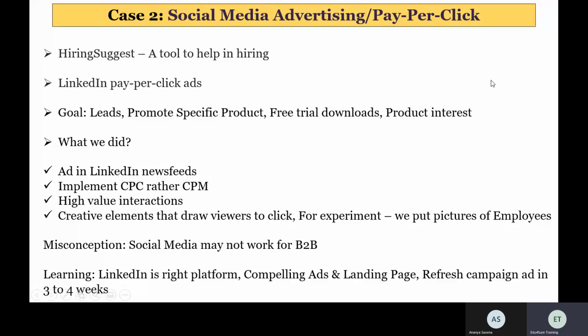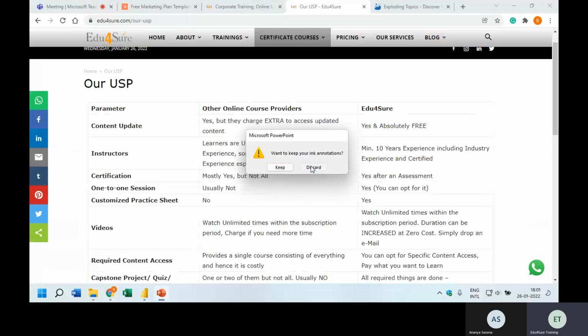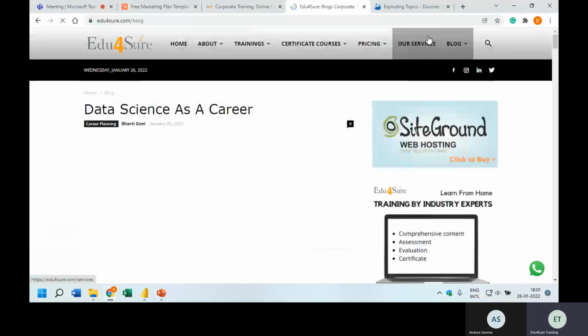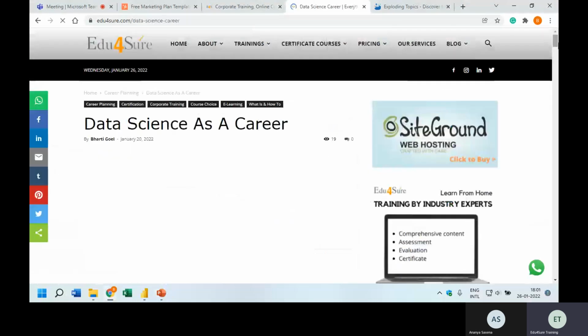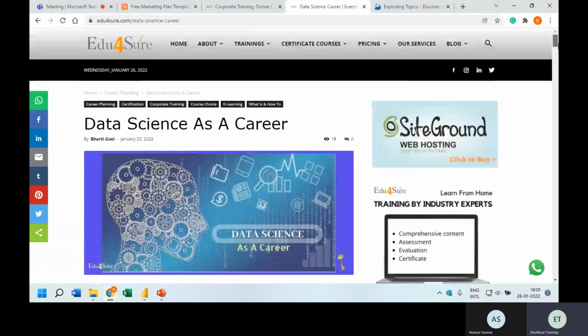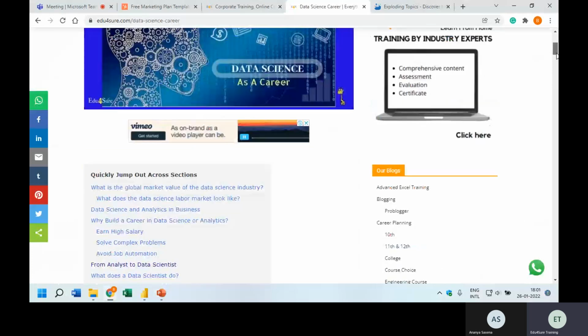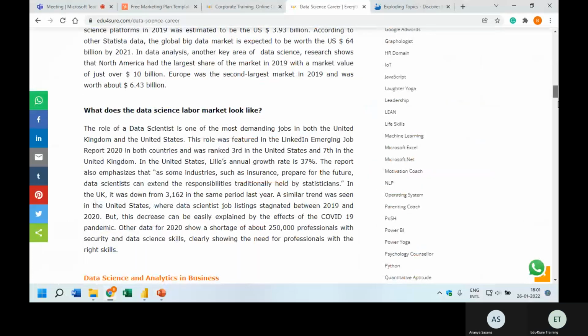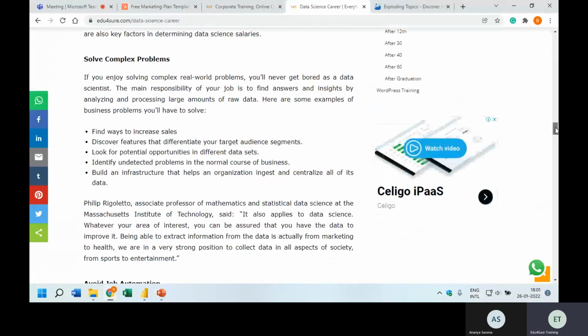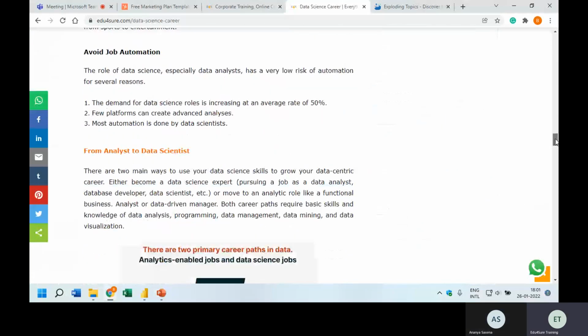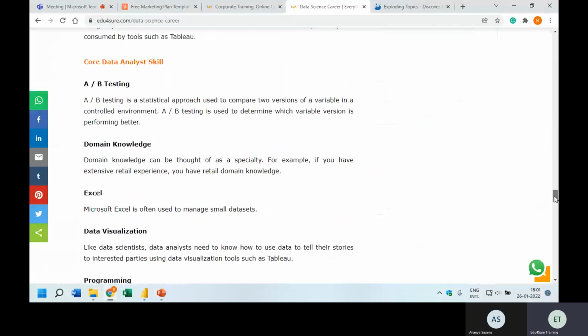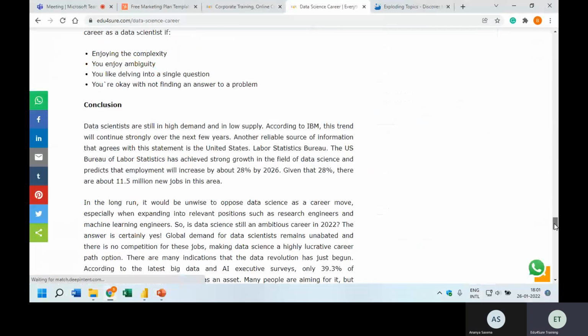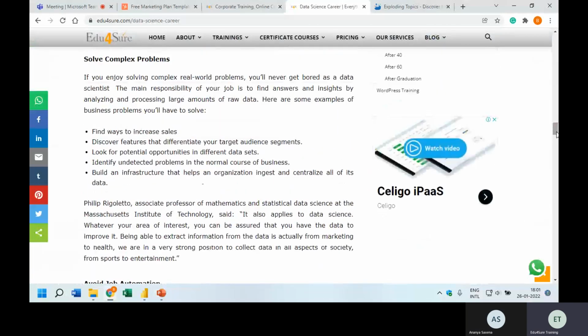For example, you go to any blog. Let us say I am on this blog at Edu4Sure and I see this ad, Seligo pass. I really don't know what exactly it is, but this is an ad by Google AdSense. You can see, if I put the cursor over here, the ads by Google.